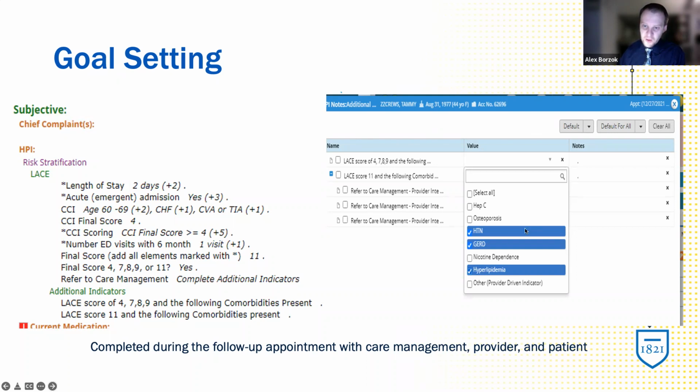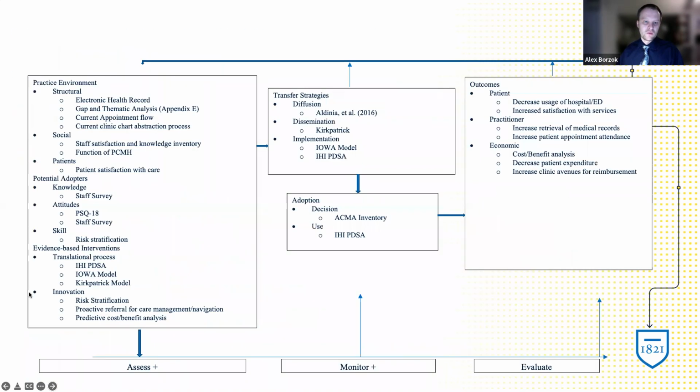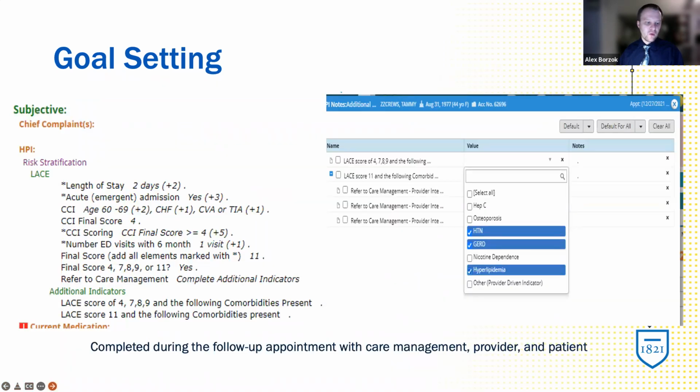Say, for example, this patient has comorbidities of hypertension, GERD, and hyperlipidemia. These three have been identified as occurring most frequently with a LACE score of 11. So these are comorbidities that may benefit from being addressed within the care management setting. These are selected, and then the next step that happens is... something went wrong there. Sorry about that.